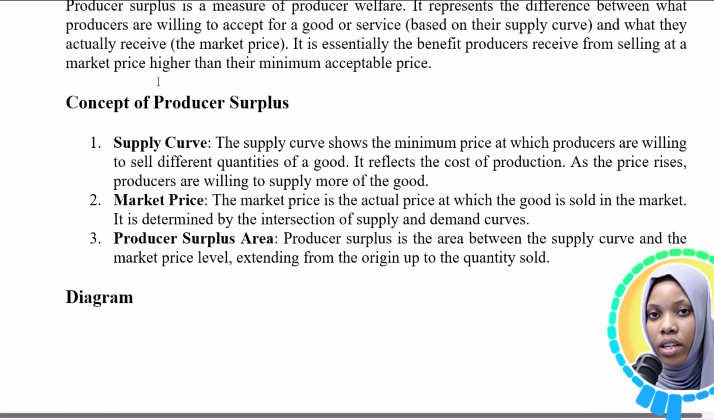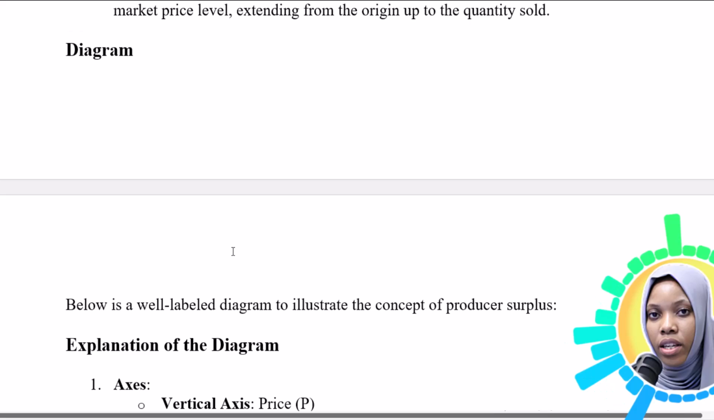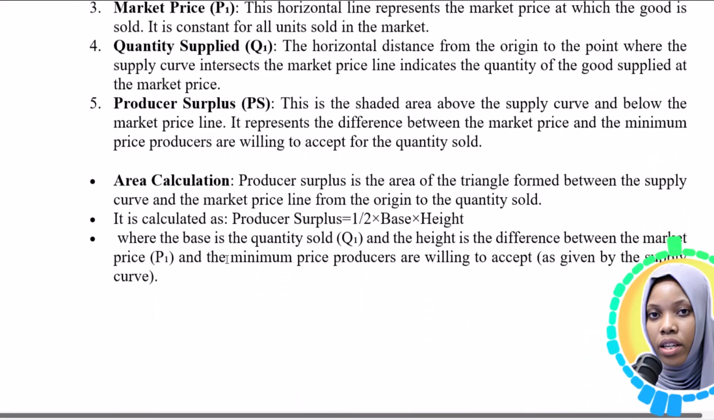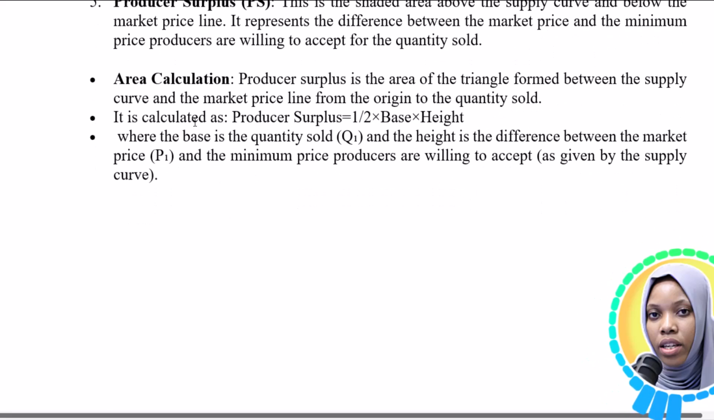For the producer surplus, we must have the supply curve, the market price, and the producer surplus area. The supply curve is the upward slope, and then the market price is horizontal, and then there's the quantity supplied, and there's the producer surplus, which is the shaded area. The area is calculated as producer surplus equals a half multiplied by the base multiplied by the height of the triangle that is formed.